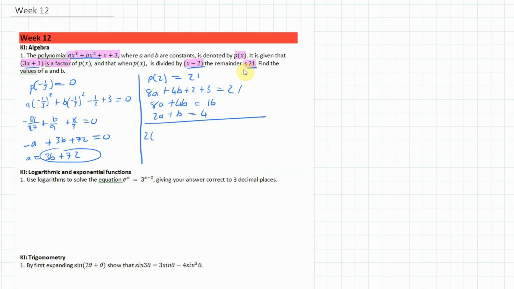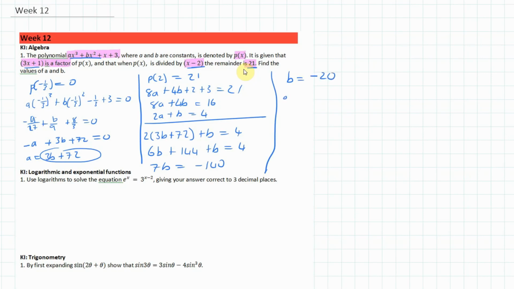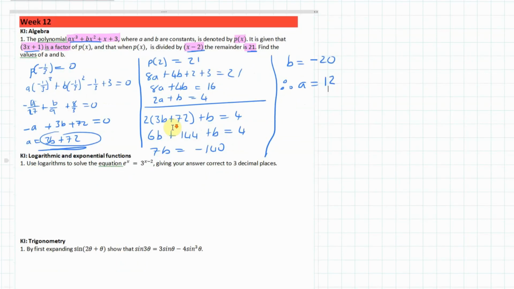And now I can substitute in what I found a to be. So I can go 2 bracket 3b plus 72, plus b equals 4. So I get 6b plus 144 plus b equals 4. And so 7b is equal to negative 140, which means that b is equal to negative 20. And therefore, I can substitute the negative 20 in to find out what a is using this one here. Negative 60 plus 72, so a is equal to 12. All right, that's our algebra question for the day.